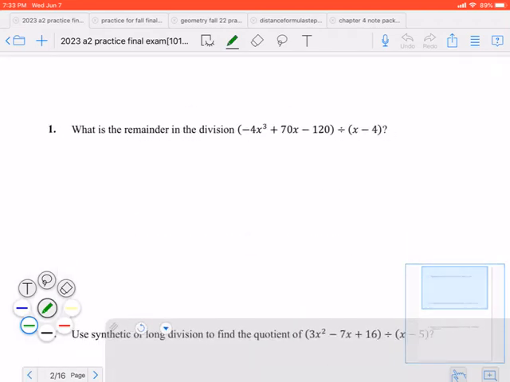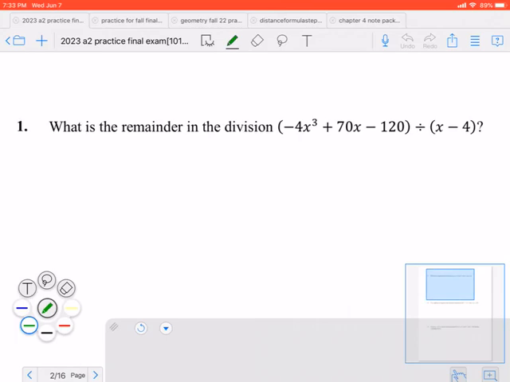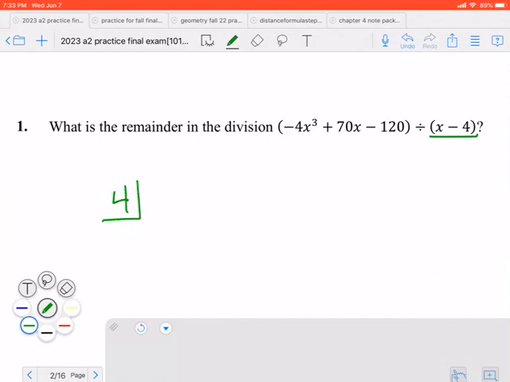What is the remainder in the division? You can use long division or you can use synthetic division. I'm going to use synthetic division. Since we're dividing by x minus 4, I'm going to put a positive 4 in the little box.